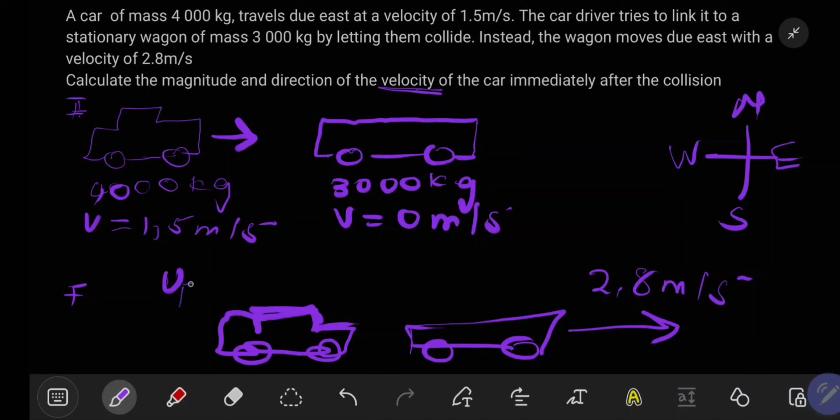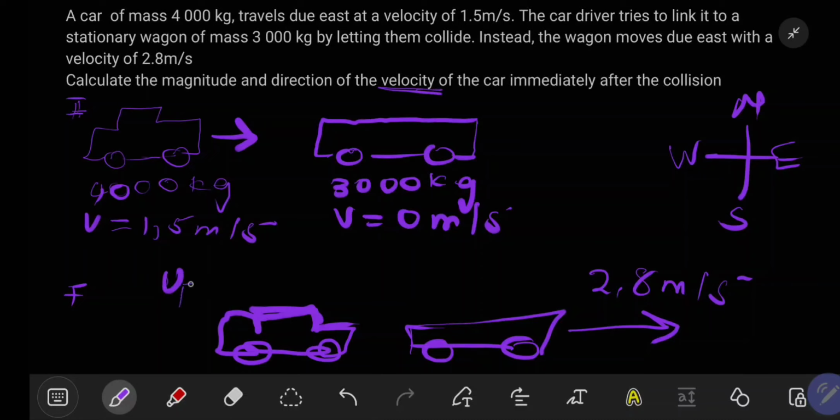after the collision. In a situation like this, we are going to use the conservation of linear momentum. The formula says that the sum of the initial momentum must be equal to the sum of the final momentum. Remember, we have mass 1 v1 plus mass 2 v2, which is equal to mass 1 v1 plus mass 2 v2. Mass 1 will be the mass of the car, and mass 2 will be the mass of the wagon.